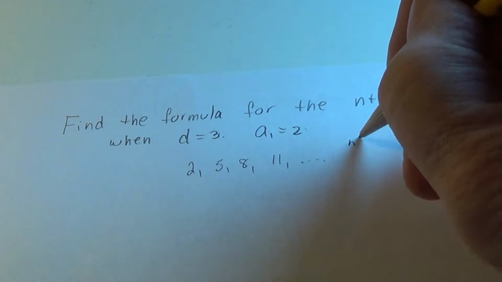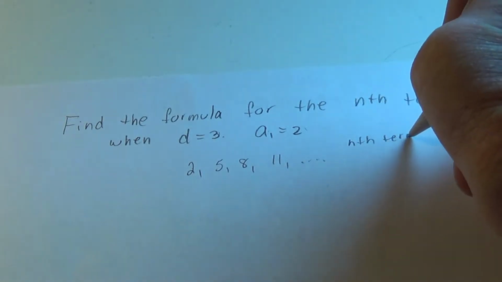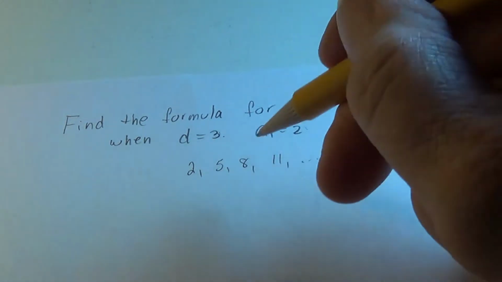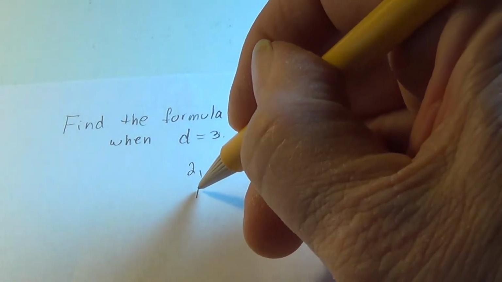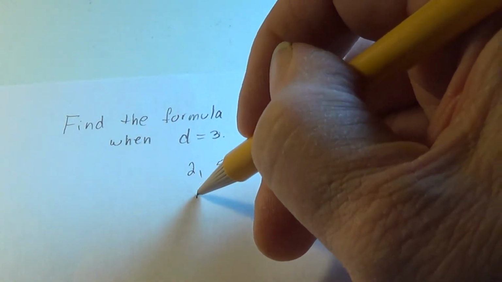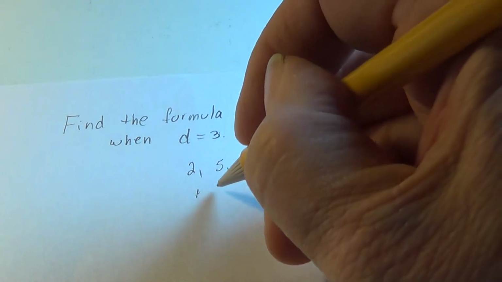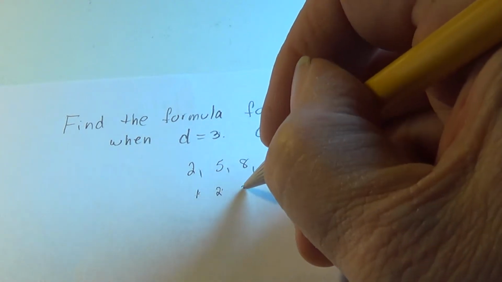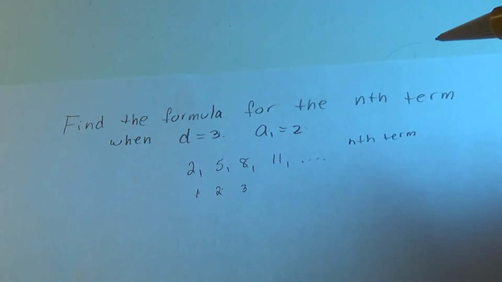But now I want the nth term, and you might just look at it and recognize the pattern. What would I do with the 1 to get a 2, the 2 to get a 5, the 3 to get an 8? And that's about all we had to go on earlier.